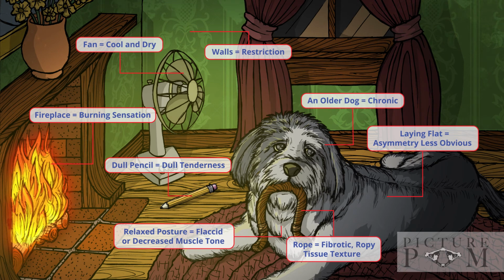These are the TART findings for chronic somatic dysfunction. Be sure to watch the video about acute puppy to learn the TART findings for acute somatic dysfunction.